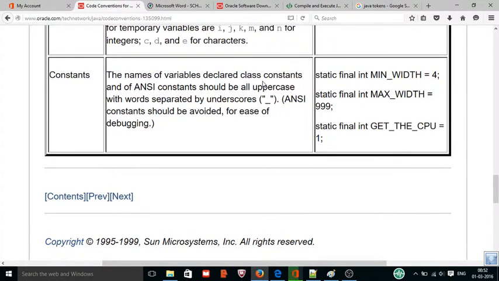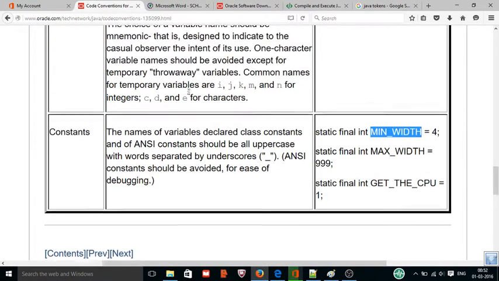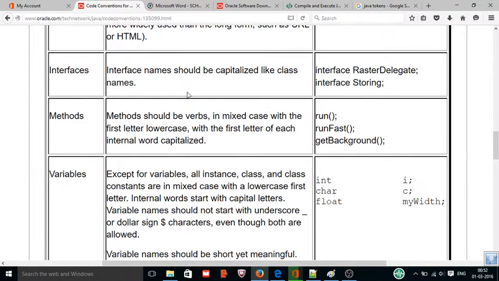And the constants. Constants are always written in uppercase only. That is a good habit, to write the constant in upper letters. All these rules are not mandatory, but it is good practice to follow them.